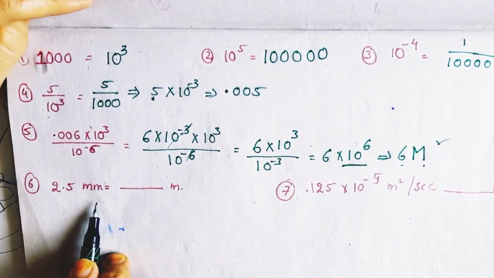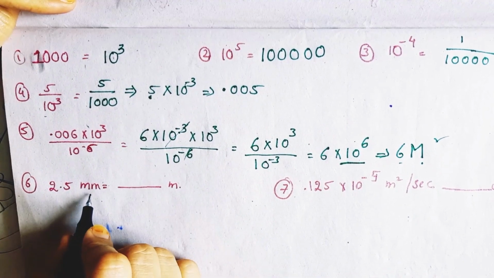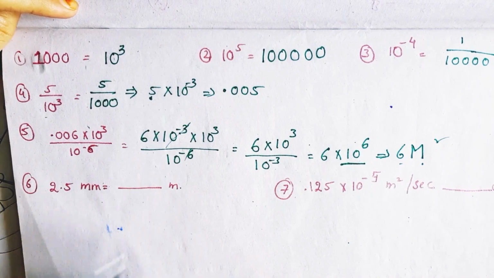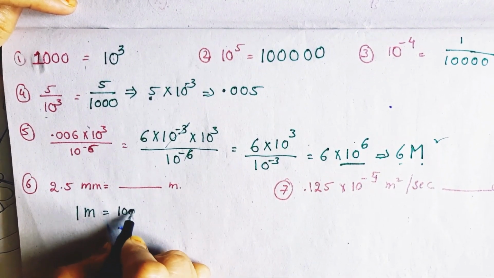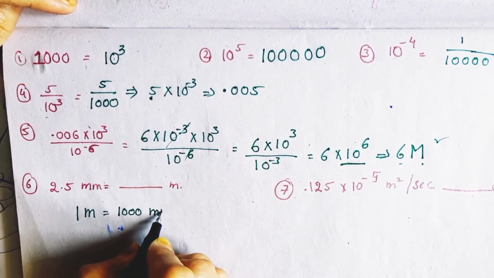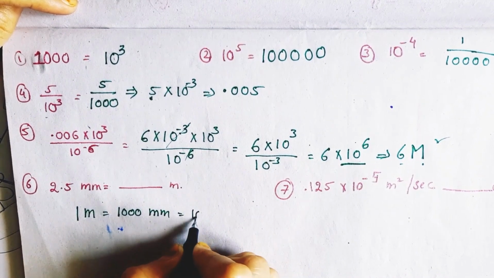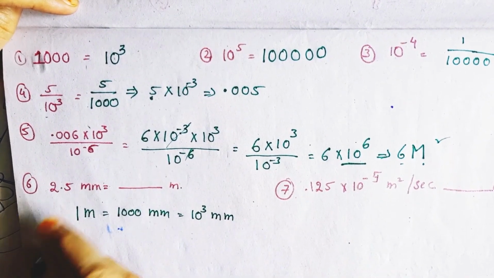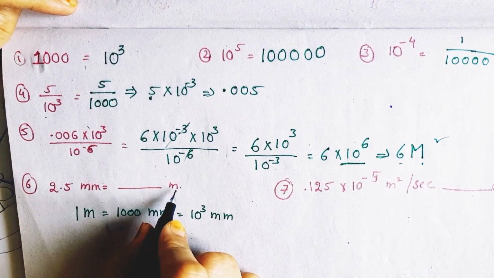Next, the sixth question is: 2.5 millimeters to how many meters? Here millimeter is the smallest unit, whereas meter is the biggest unit. Then what I told you, if we are moving from small to big, then we have to divide. 1 meter equals 1000 millimeters. So 1000 we can write as 10 power 3 millimeters. Then 2.5 mm. Now we'll solve it.